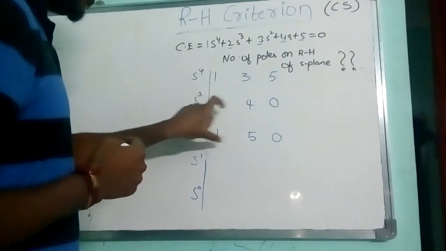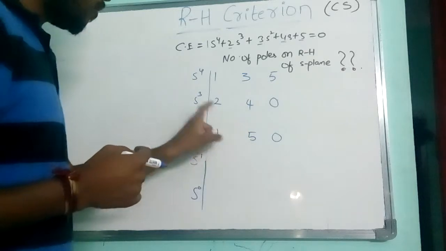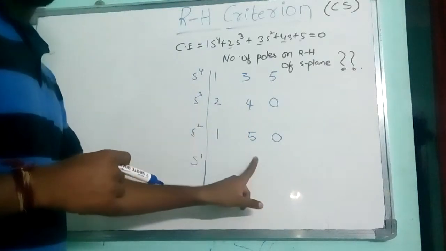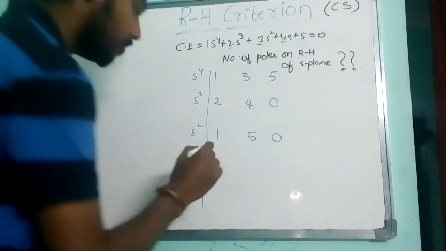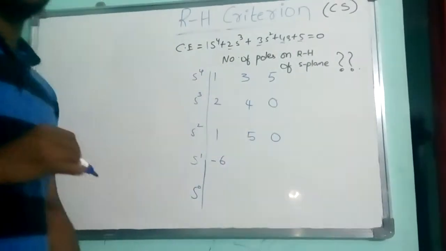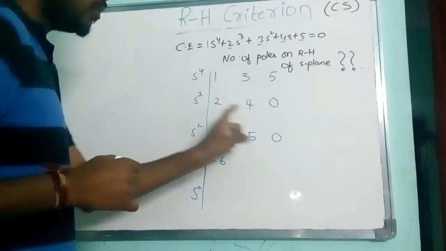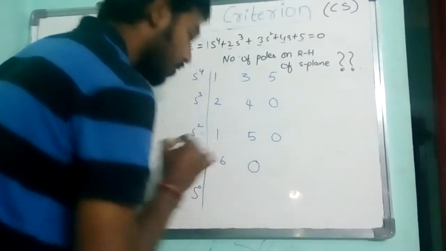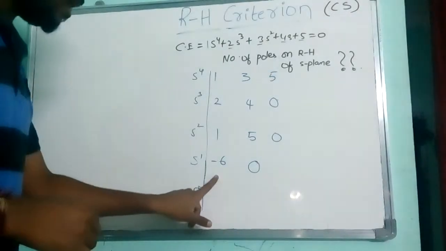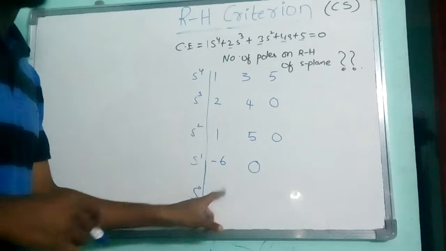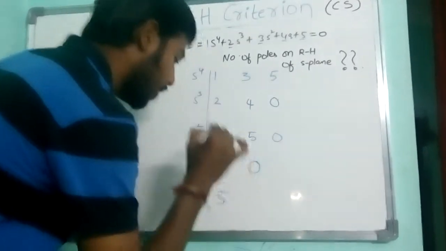Next, consider these two. 1 four is 4, 4 minus 10 is minus 6. Minus 6 by 1, minus 6. Then 2 into 0, 0, again 0. Here minus 6 into 5 minus 1 into 0, by minus 6. I hope I'm clear.